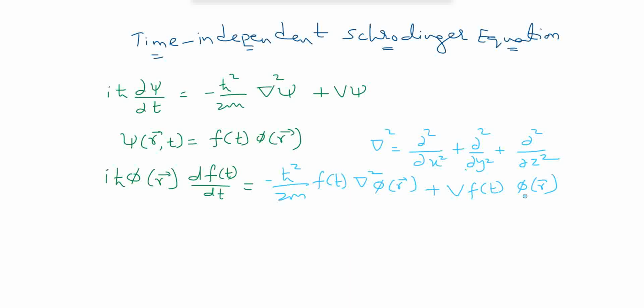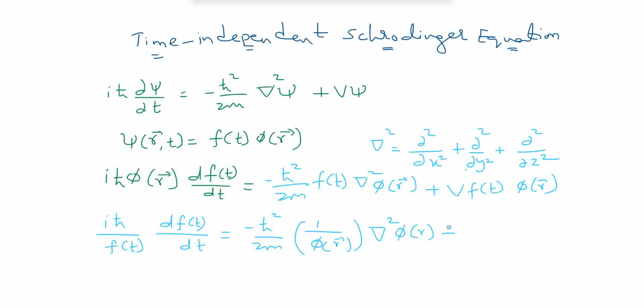Now let's divide the above equation by f of t and phi of r. By dividing with f of t, we get f of t in the denominator, so f of t and f of t cancel on the left, and we remain with i h cross df of t by dt, which is equal to minus h cross square by 2m. Here also we divided by f of t and phi of r, so we get 1 by phi of r times del square phi of r, plus V. Here f of t and phi of r go into the denominator. So basically V is a function of space only, that is position, and independent of time.